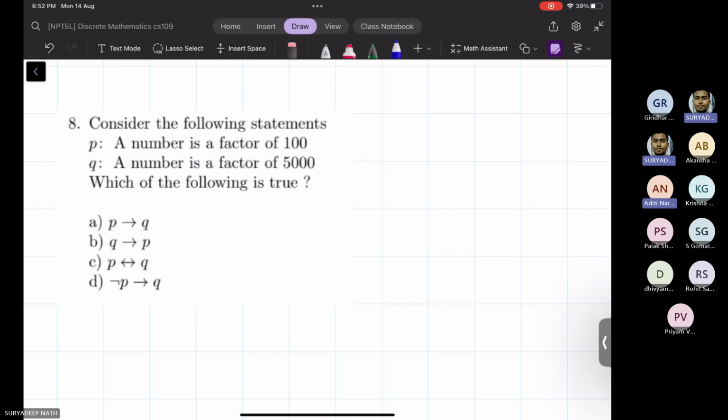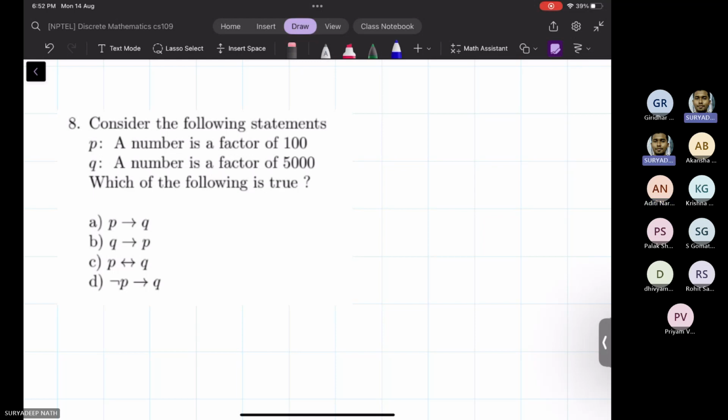So, can you give your explanation? Why do you think A is correct? Because, sir, P is a subset of Q. Go ahead. So if we take the union of Q minus P with P, then we will get the whole Q, which will be the universal set. So P implies Q will be true.